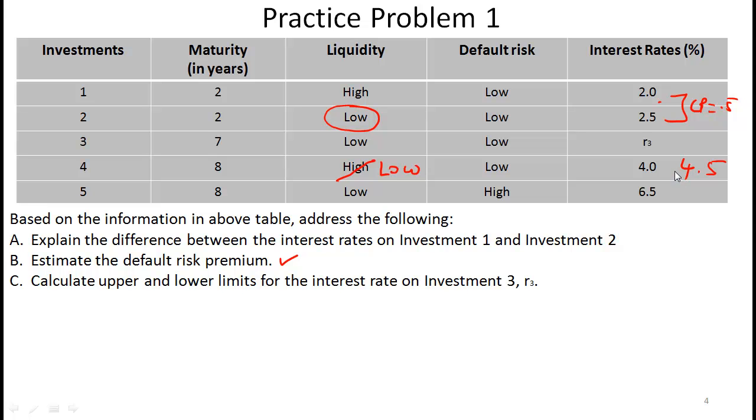4.5. Okay. Now, what are we asked in part B? The default risk premium. If you look at investment 4 and 5, given the slight modification we made to 4, what's the only difference between 4 and 5? The only difference is that the default risk of 5 is higher. So because of that higher default risk, how much higher return are investors requiring? 2%. Yeah, so what's the default risk premium? 2%. So that is your default risk premium. Let's see if you can do part C now.